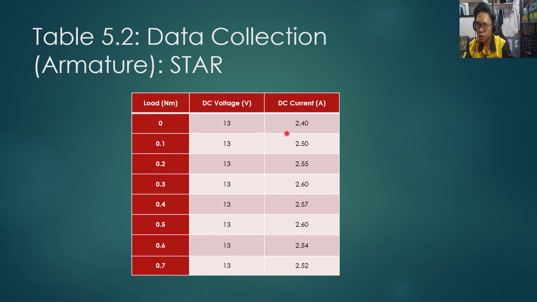And the DC current has a fluctuating value. At 0 Newton meter, the value is 2.4 amp, but the value increases until 0.3 Newton meter, which is at 2.6 amp, and then it goes down to 2.57, then increases to 2.6, and decreases to 2.54 and 2.52. The value of current was not as stable as the DC voltage.